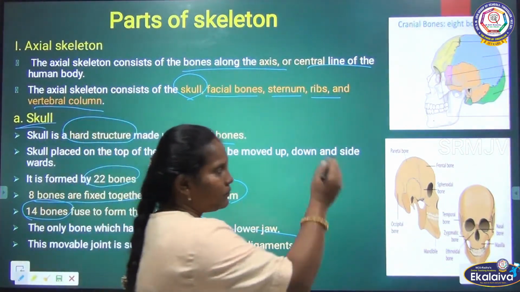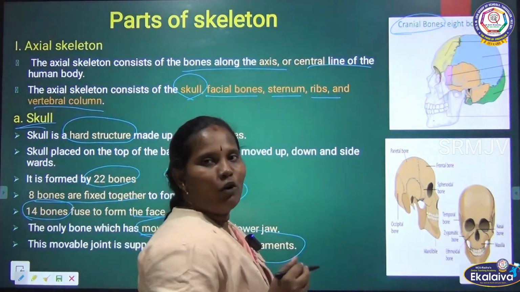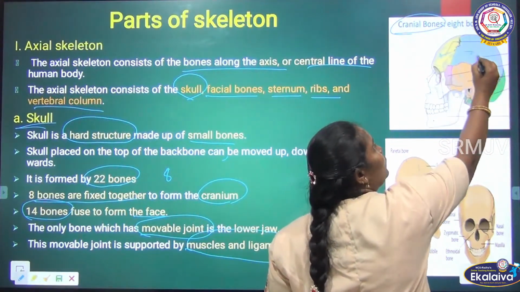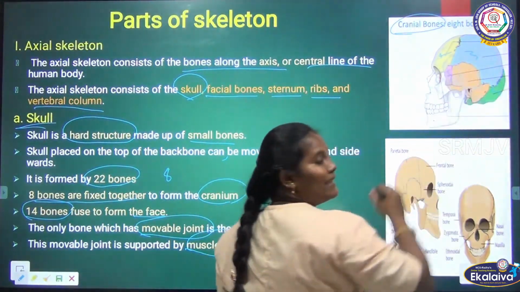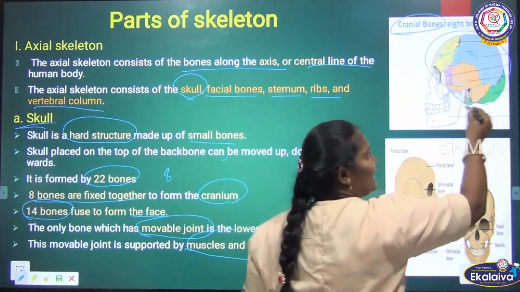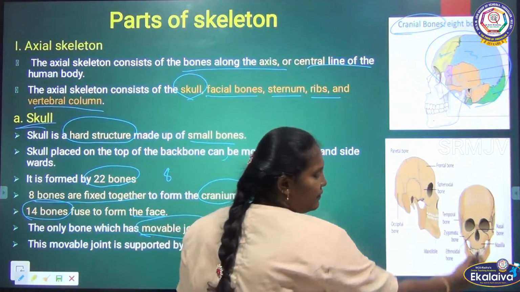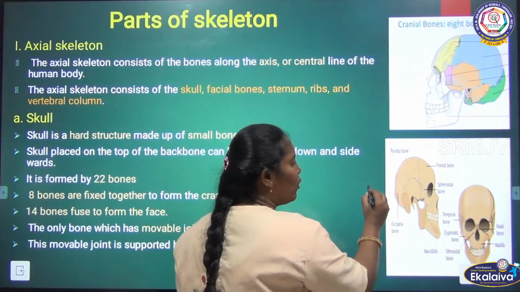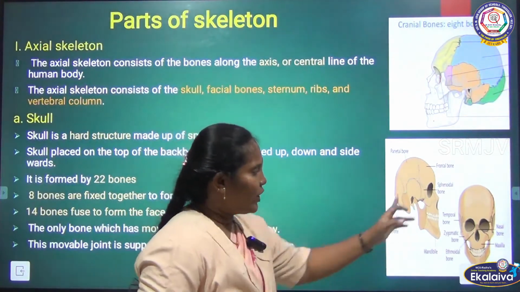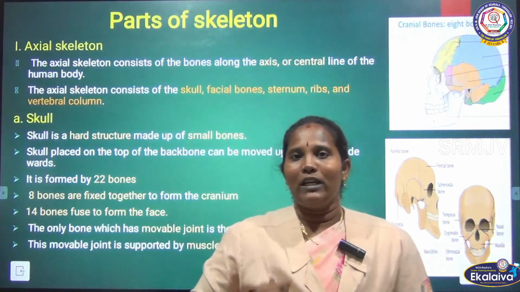See here, this is the cranium. Cranium means 8 bones. I told you, flat and immobile bones. See, 1, 2, 3, 4, 5, like that, 8 bones are joined together to make this cranium. Clear? After that, our face is there. This is our face bone. These are the 14 bones. How many? 14 bones make our face bone. Now you can see here, the only movable joint is our lower jaw bone.